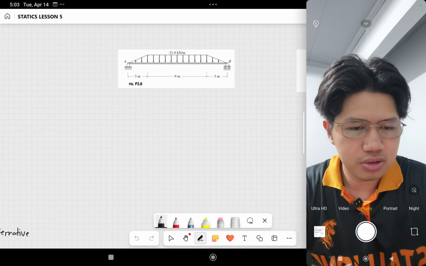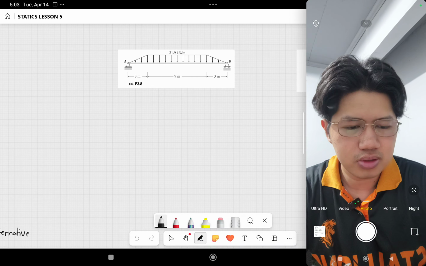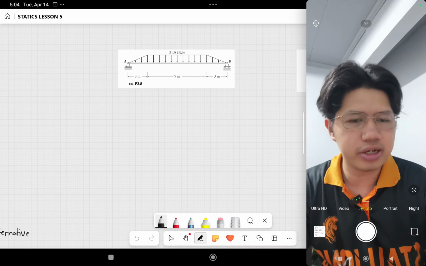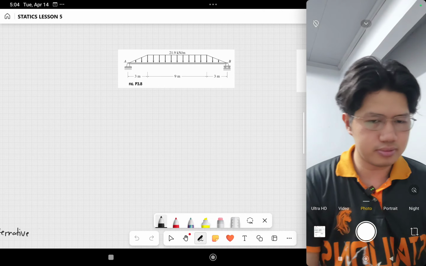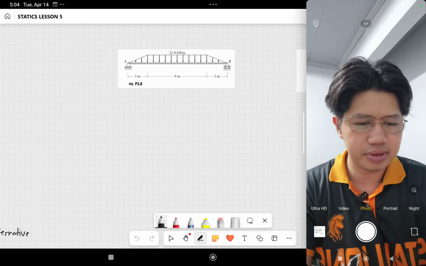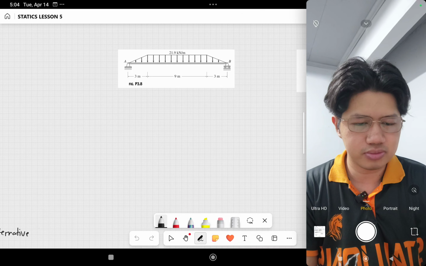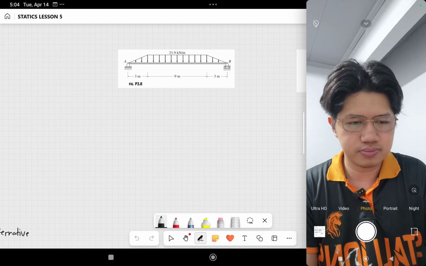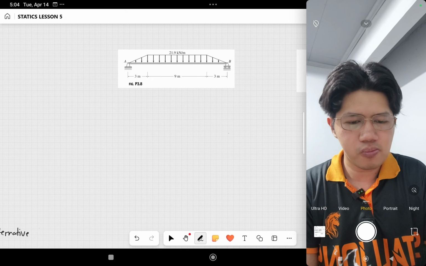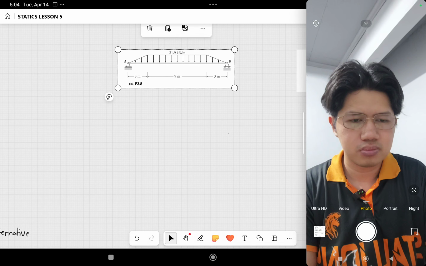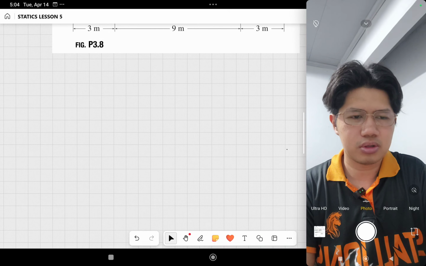Okay, so moving on to another example. So, ganun pa rin. Let's determine the reaction at the supports of this given beam. Okay, ayaw mag-zoom.